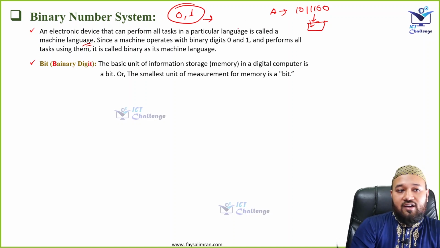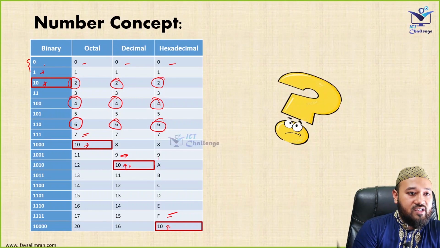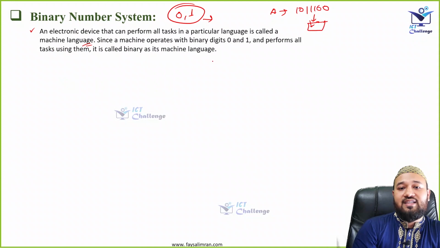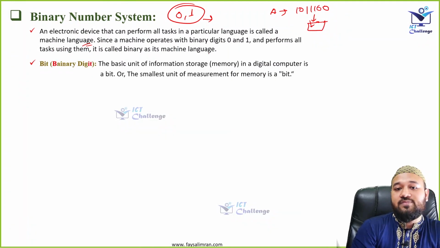Okay, if I see this 0 and 1, it is a digit, right? Which number system? It is a binary number system, that's why it is a binary digit. 0 1 2 3 4 is also a digit, but it is an octal digit. It is a decimal digit, it is a hexadecimal digit. So that's why 0 and 1 is a binary digit. In short, it is a bit.